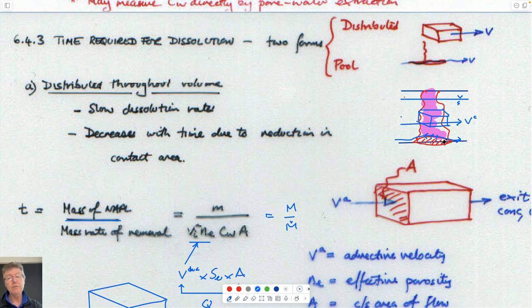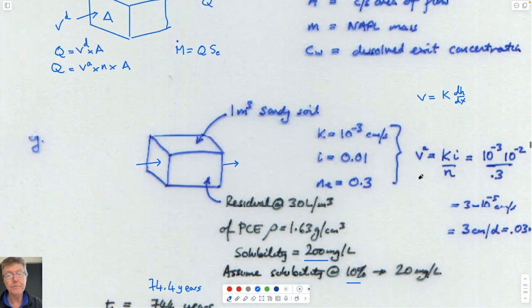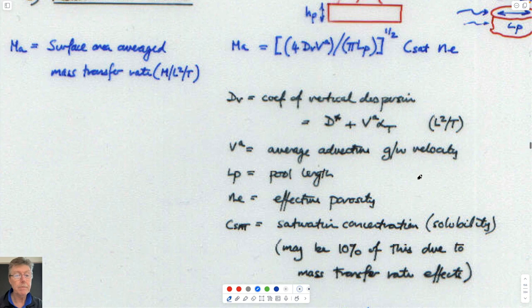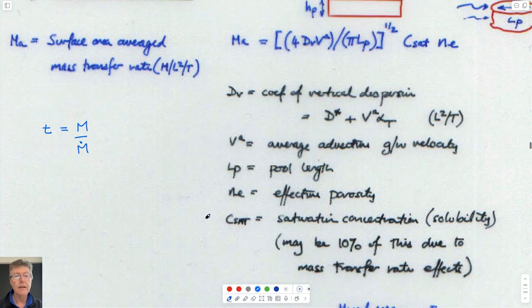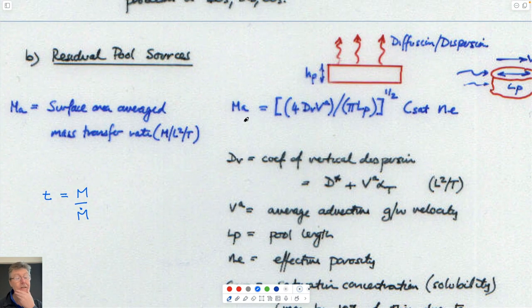The other one would be for the geometry where you have a lens sitting on top of a capillary barrier. And for that, we can do the same thing. The time taken to remove would be equal to the mass that's present divided by the mass rate of removal, just the same as before. If we know what the mass rate of removal is, we can get a simple diffusion equation that represents this. So this is an expression that takes a hockey puck, which is the shape of the lens. It's of length LP and it's of some height. It has porous medium around it, and so the water that's coming around it is doing this.